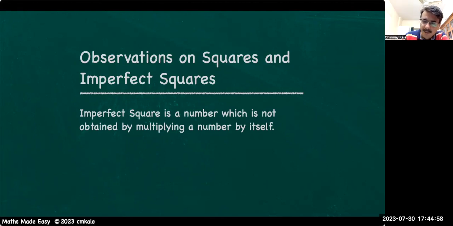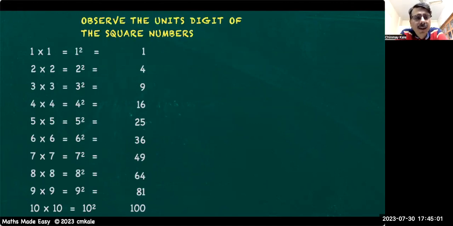So let's get started. Here I have listed the squares of 1 to 10, right? What observations can you see? If you look at the units digit of the results of squares, you will see that 1 square is 1, so the units digit is 1. But there is some other number which also ends in 1, which is 9 square, which is 81.